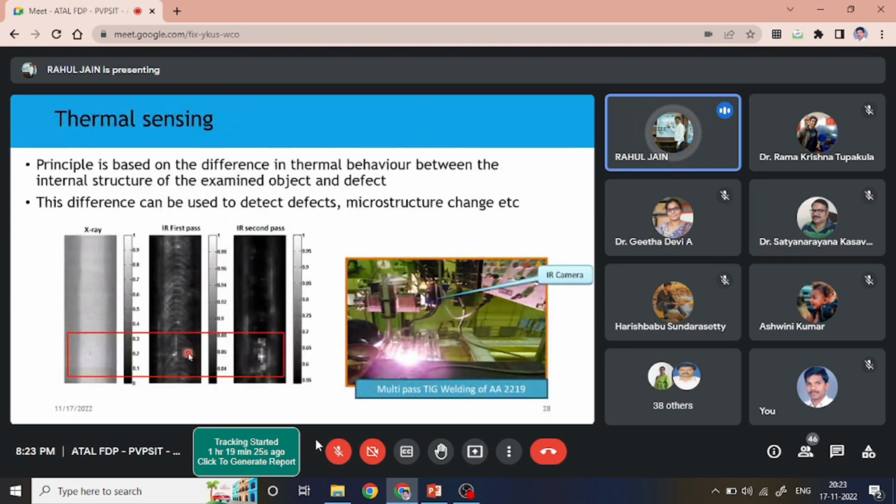Next in the list is thermal sensing. What is thermal sensing? This entire additive manufacturing process is temperature based. Temperature based meaning whether your temperature is high or low, it directly determines the difference in the thermal behavior. Difference in the thermal behavior meaning, if your temperature is very low, your feed wire will not melt.